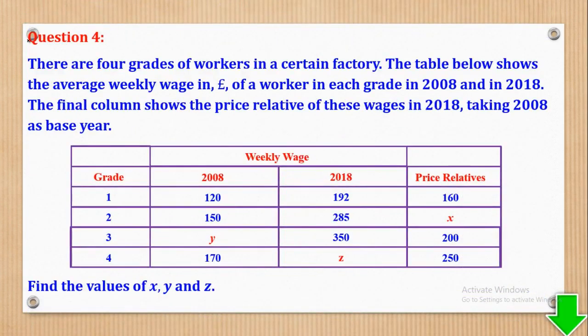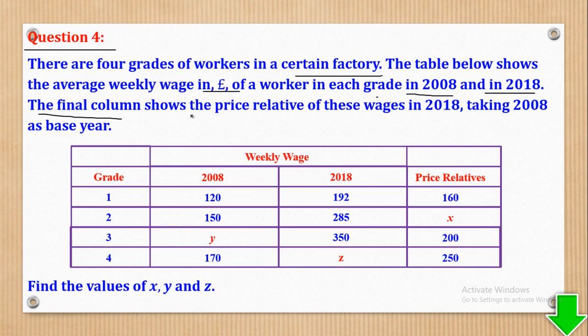That was question 3. Now we shall go to question 4. It says there are 4 grades of workers in a certain factory. The table below shows the average weekly wage in pounds of a worker in each grade in 2008 and 2018.